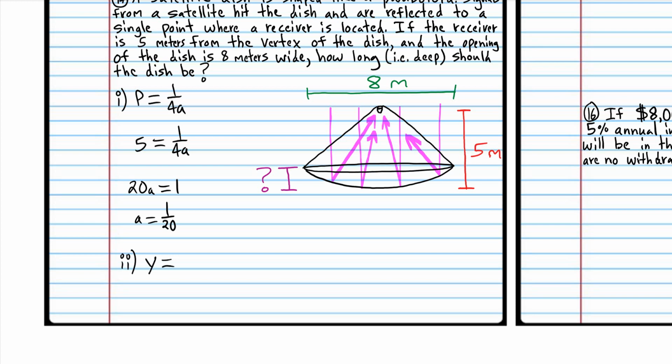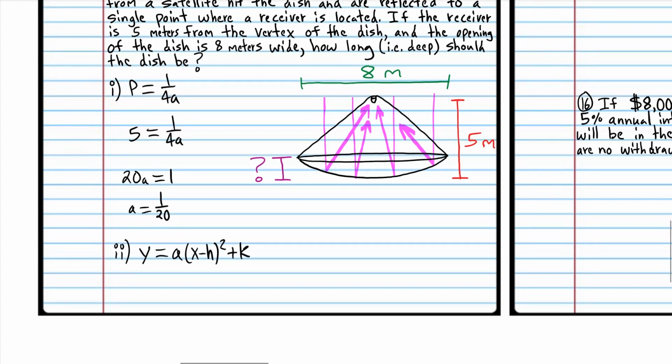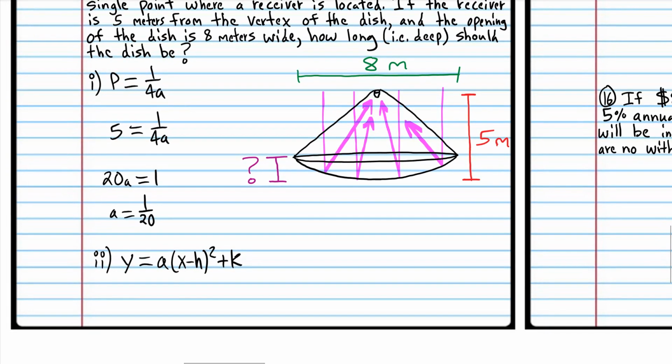Let's write our vertex form of a parabola, because that's what this dish is. It's in the shape of a parabola. And let's draw some axes over here so we can kind of get an understanding of what we're doing. We're going to make the vertex of the parabola 0, 0. And this point over here will be 4, y.